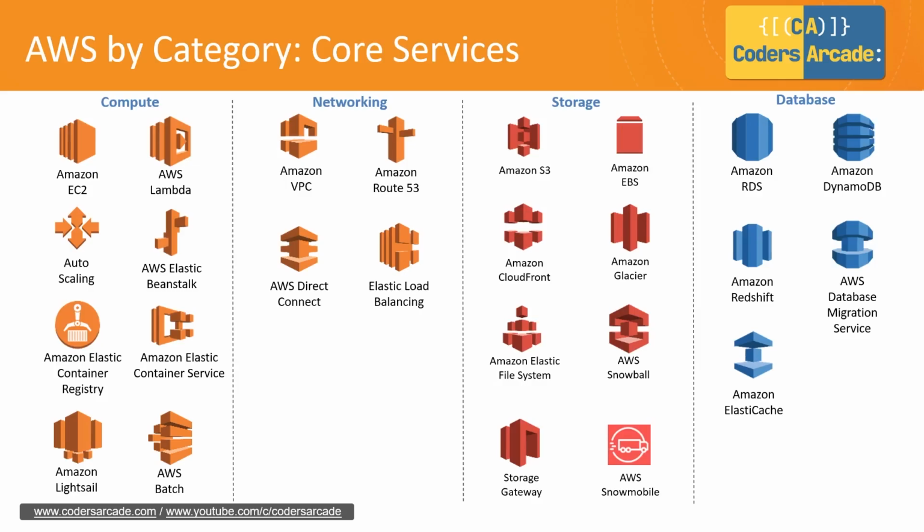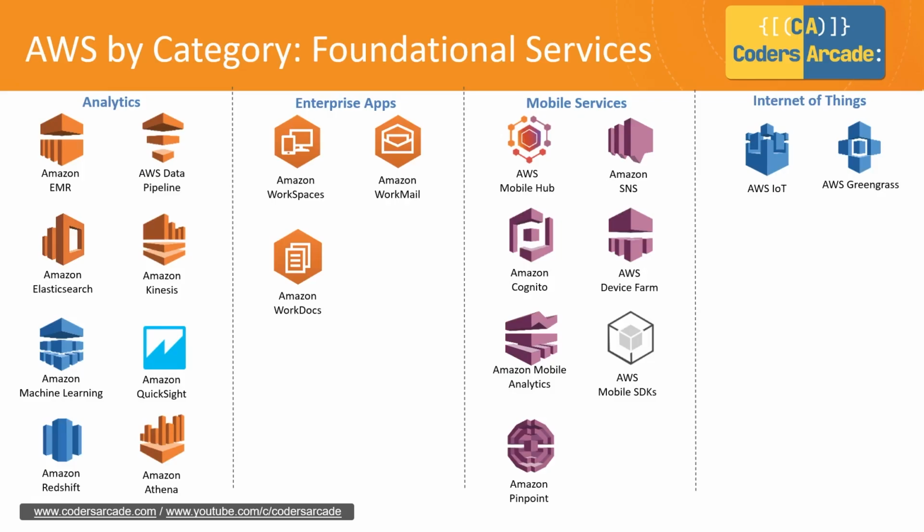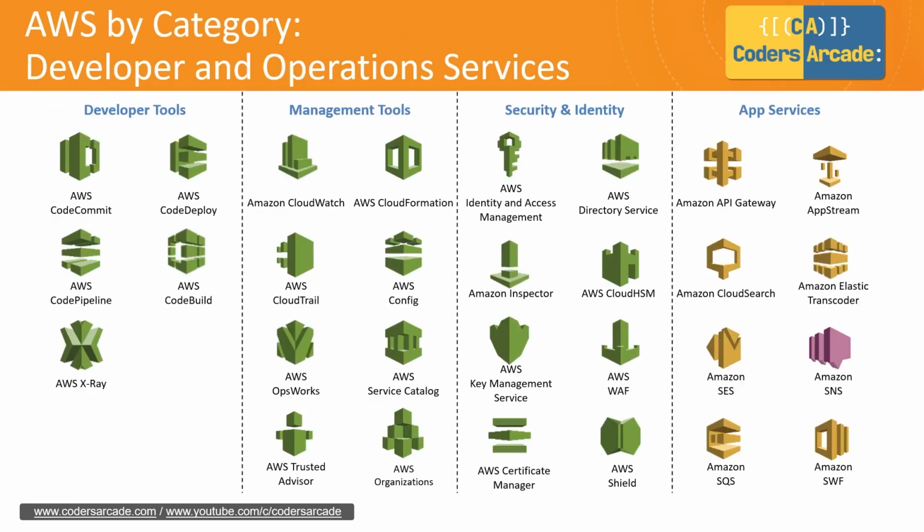Let us talk about the foundational services of AWS. Foundational services refers to the group of services that offer cloud-based solutions for the analytics, enterprise, mobile, and IoT or Internet of Things platforms. You can see we have all the things mentioned in the slide. Okay, guys, we will be learning more and more about this in the future classes. This is an overview, so take it light and try to understand and go through the concepts. That's all. Now let's look at the developer and operational services.